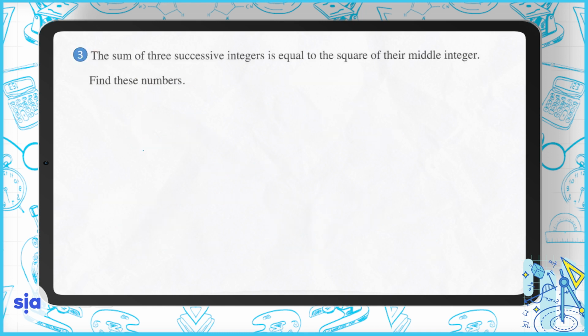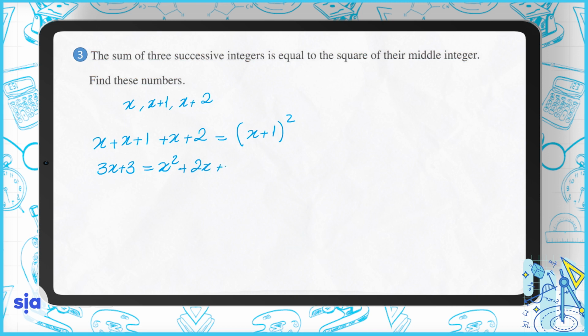Question 3. The sum of 3 successive integers is equal to the square of their middle number. Successive integers are x, x plus 1, and x plus 2. So their sum, x plus x plus 1 plus x plus 2, is equal to the square of the middle number, x plus 1 all squared. If you simplify this, it will be 3x plus 3 equals x squared plus 2x plus 1.